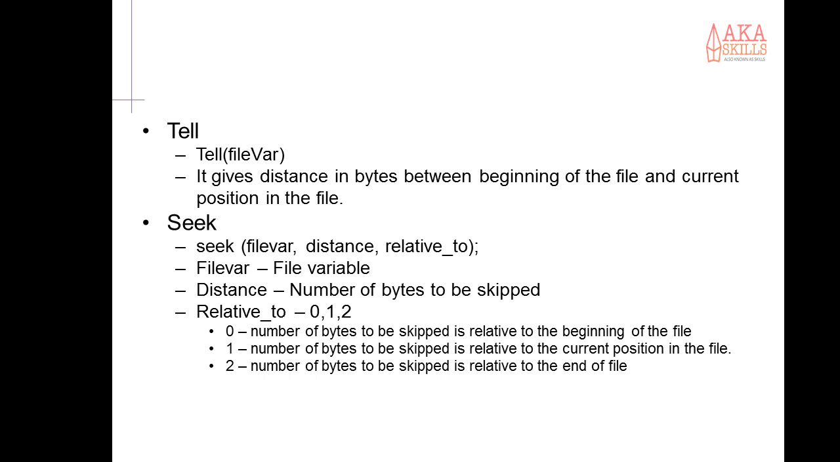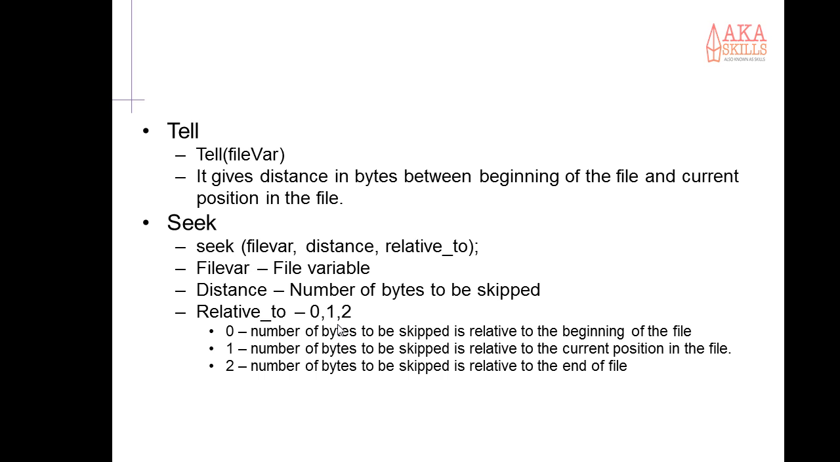Along with this, we'll work on seek. What seek means is to get your pointer positioned in a file by skipping the number of bytes you specify, depending on the relative-to variable. So relative-to is nothing but 0, 1 and 2. So seek means I'll get my pointer positioned to a particular point in the file with respect to either the beginning of the file, the current position of the file, or the end of the file.